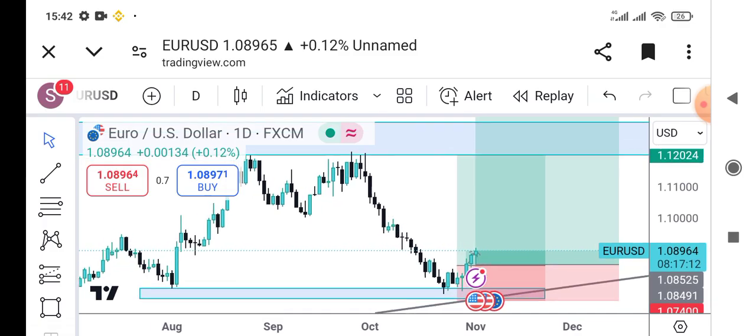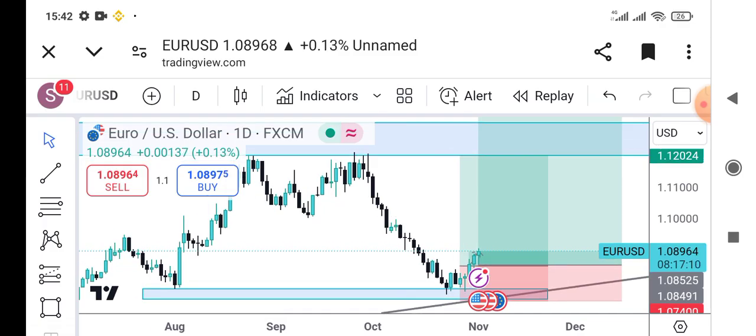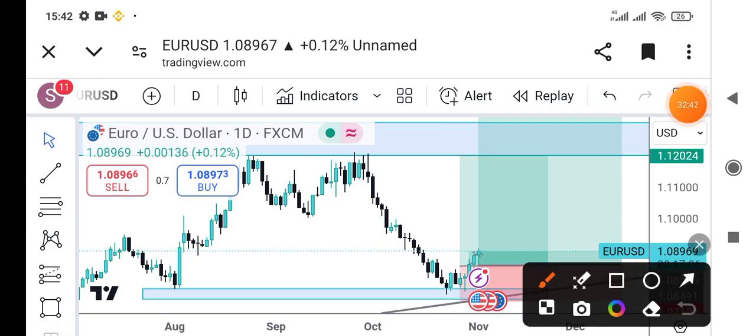So if we expand it, we are able to tell the candlestick. Let me show you. You see this candlestick? That is called a bullish engulfing candlestick. It was showing a complete change in the direction of the market.